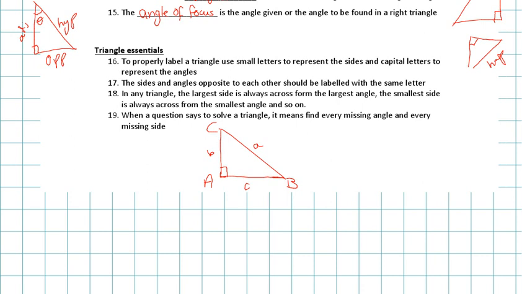Now don't get confused with all these letters, because sometimes we use ABC to define the Pythagorean theorem. That doesn't mean there's a complicated system. So don't get confused with the letters. This is what I was telling you earlier. In any triangle, the largest side is always across from the largest angle, and the smallest side is always across from the smallest angle, and so on.